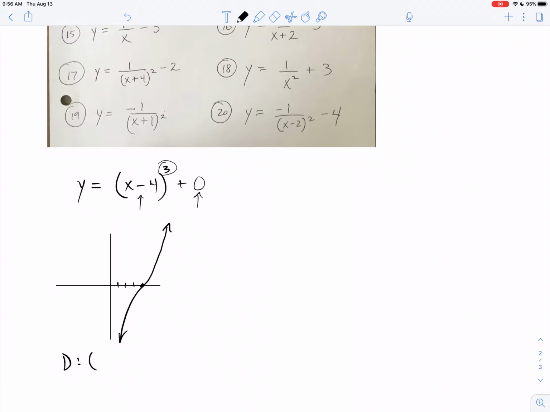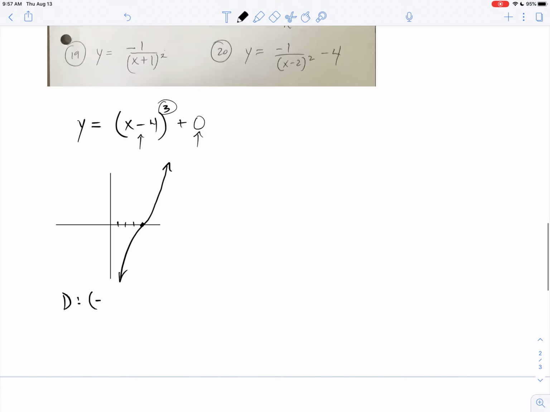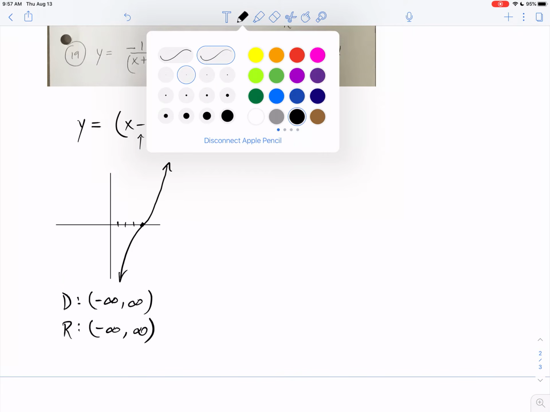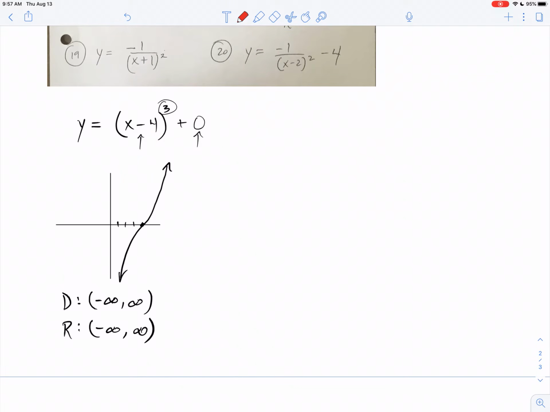Now, the nice thing about any cubic, I'm just going to jump right into it. Domain, negative infinity to infinity. Range, negative infinity to infinity. I don't even have to think about this one. No matter what you do to a 3rd power graph, it will always go outward as it goes upward. It will also go outward as it goes downward. So my domain is always negative infinity to infinity.